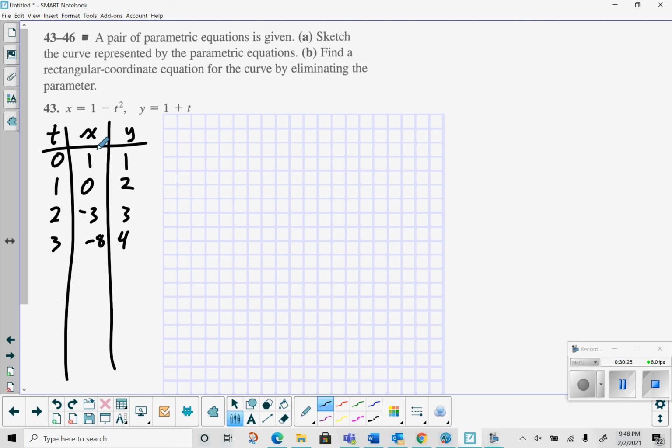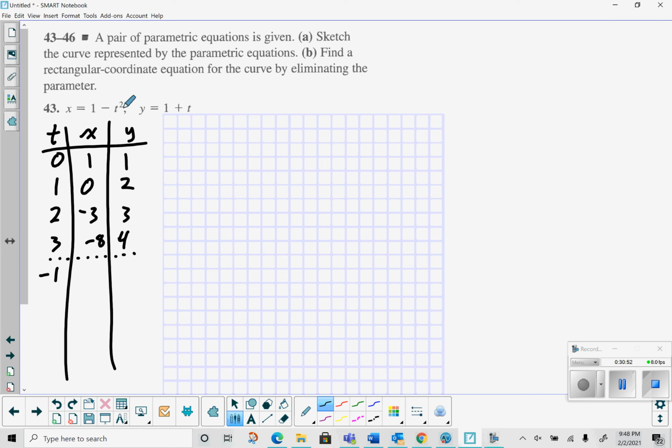Well, now if I stop for a moment here and look at what's going on with my x's, it went from positive to 0 to negative to more negative. I imagine, yeah, okay, I can anticipate this. If I put in 4, I'm going to get negative 15 here. How about I put in a few negative values for t and see what happens?